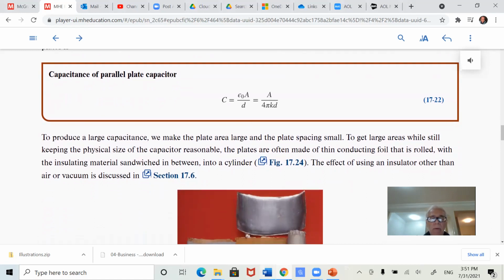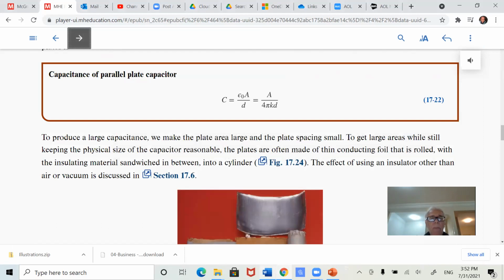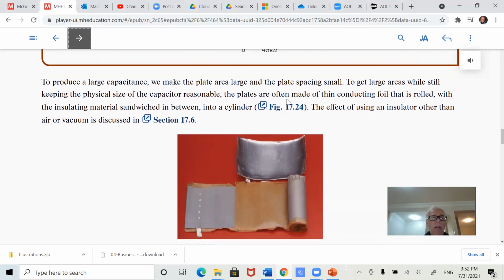Okay, so here we go. That was covered before in our lab. Remember this definition of capacitance. We're going to need that later on.